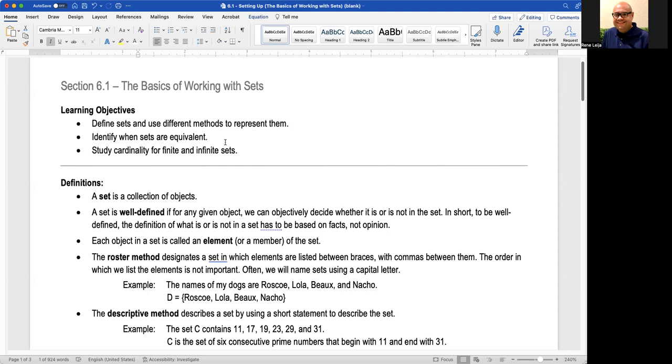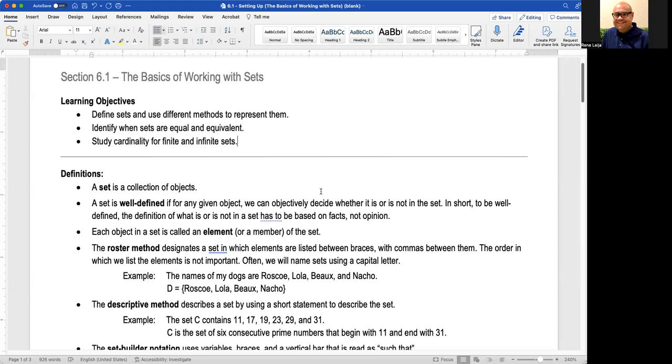Define sets and use different methods to represent them. Identify when sets are equivalent. Actually, equal and equivalent. That's what that should say. And then study cardinality for finite and infinite sets.